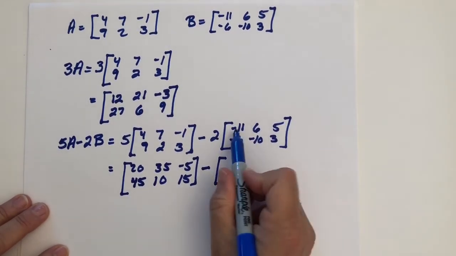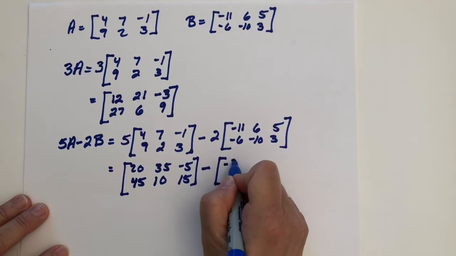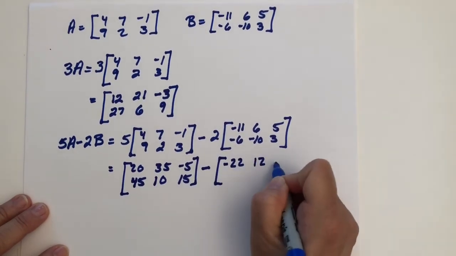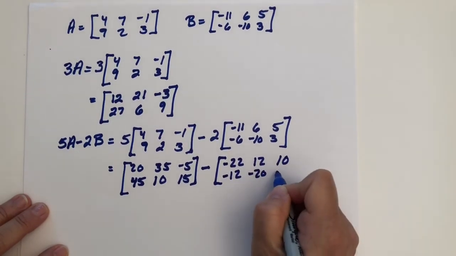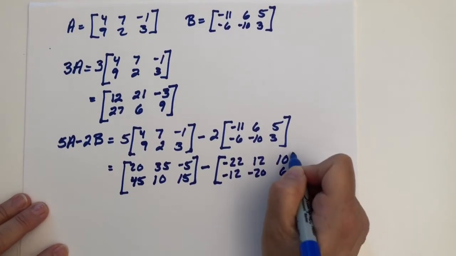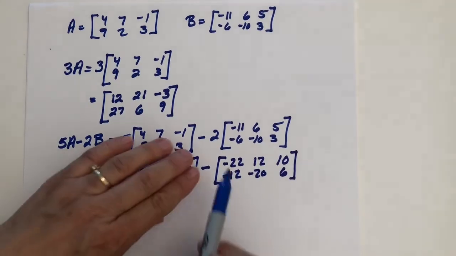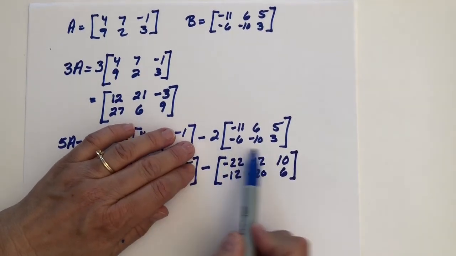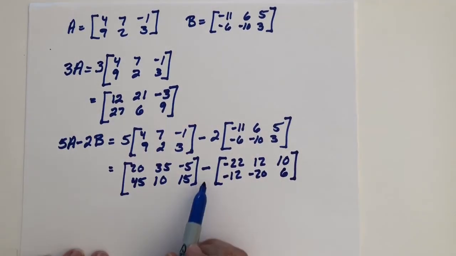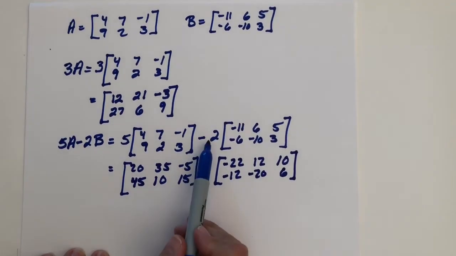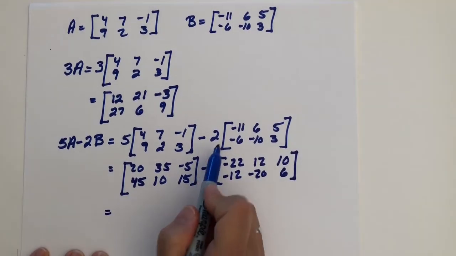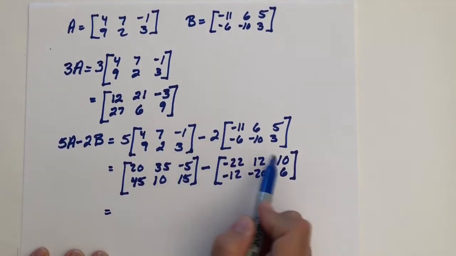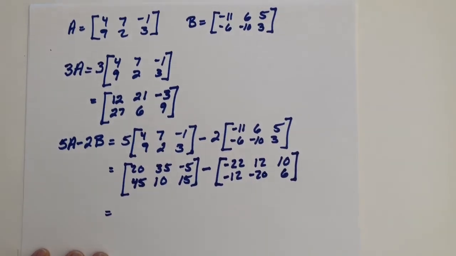And then we'll subtract this matrix. We're going to multiply each entry by 2, and we have negative 22, 12, 10, and negative 12, negative 20, 6. Now we certainly could have multiplied each entry by negative 2 and then made that addition. If that would have felt more comfortable to you, go ahead and do that when you're doing a problem. But I didn't. I only multiplied by the scalar 2, so I still have to take care of that subtraction.